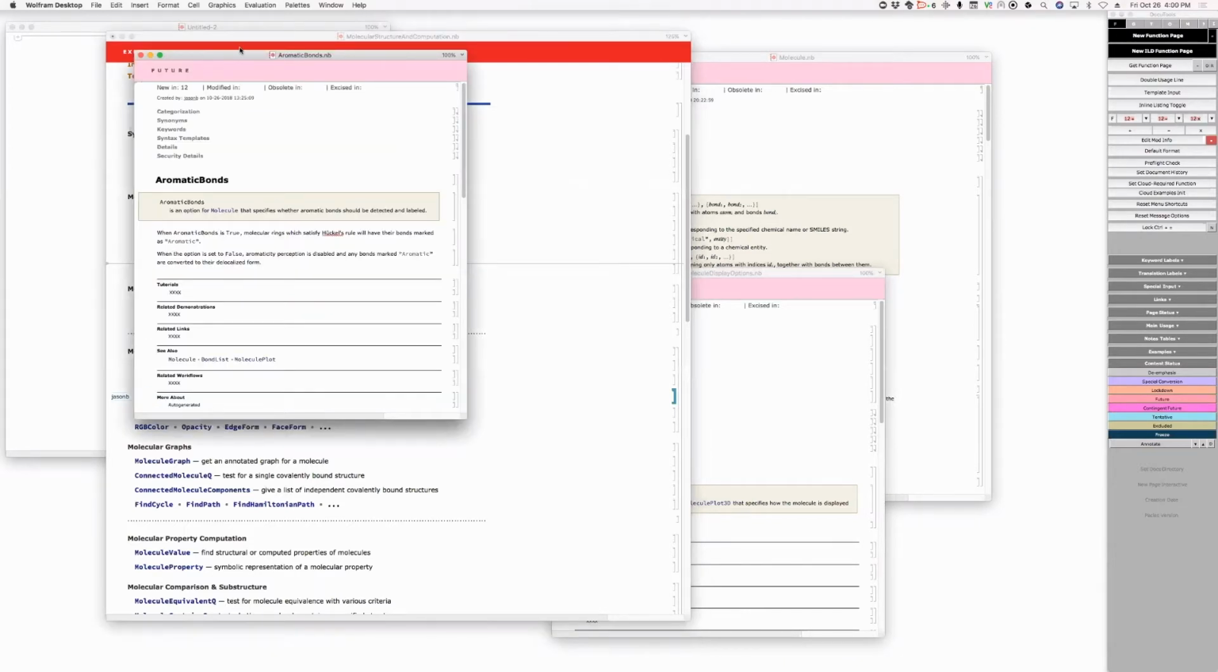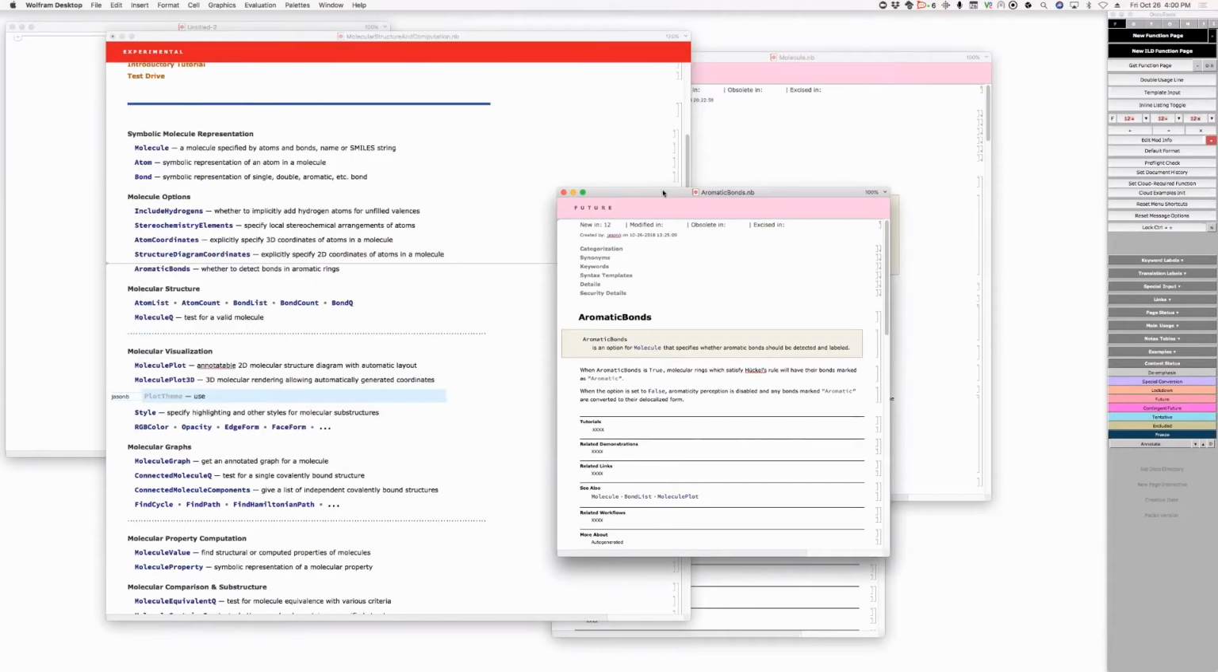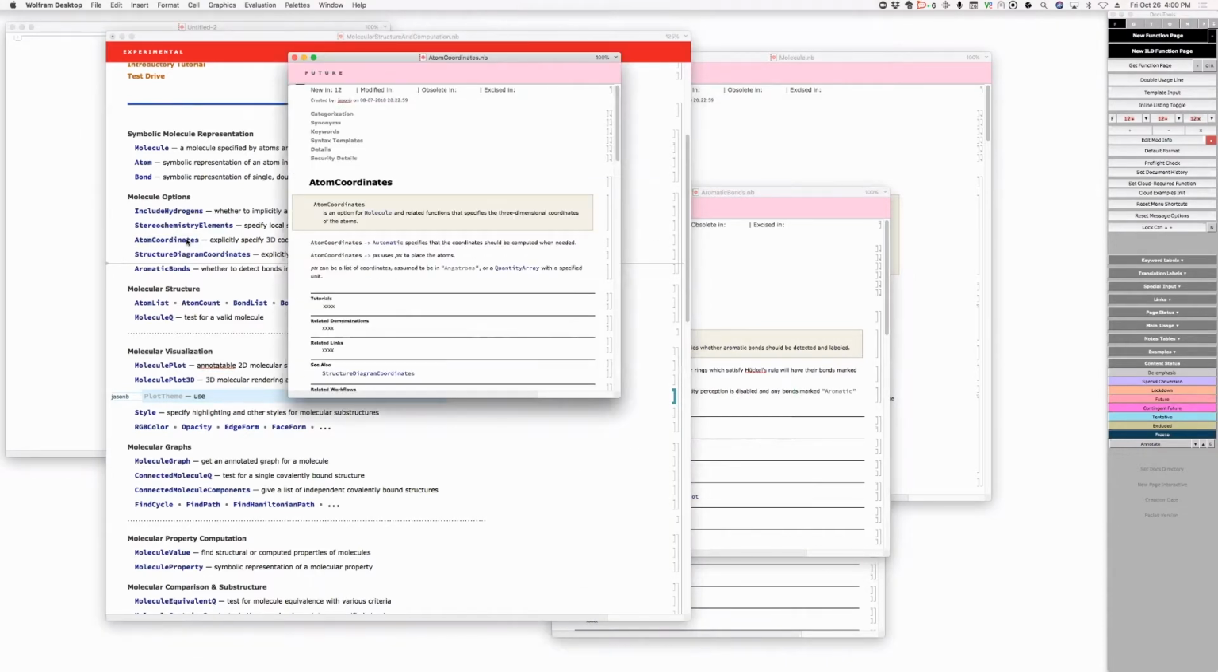So one thing that's new there is the option for molecule aromatic bonds. It doesn't work in today's build. I'm currently making it work. But the idea there, wait a minute, that's an option. Right, so because a bond can be one of single, double, triple. Wait a minute, so atom coordinates is an option. Right.